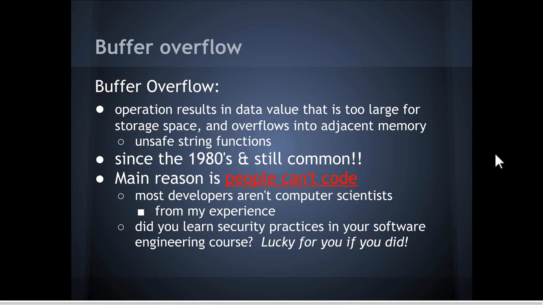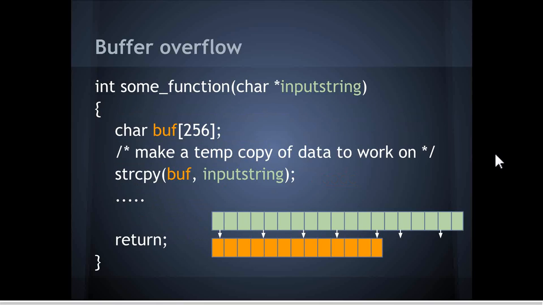So this brings us to buffer overflows. Buffer overflows have been around since the 80s, and unfortunately they're not going away. The main reason is people can't code. I mean, you guys didn't have input validation as every other word in your classes, so it's not your fault. Buffer overflows result when too much data is put in too small a space. In the case of strings and other data that's not integers, the remaining data is put into adjacent memory. From my experience, in most companies the majority of software developers are engineers who've never taken a security class. So if you actually learned security practices in your software engineering or intro to programming classes, I'd consider you pretty lucky.